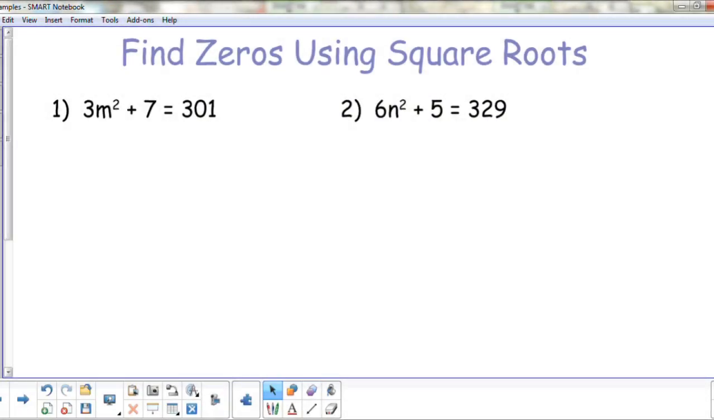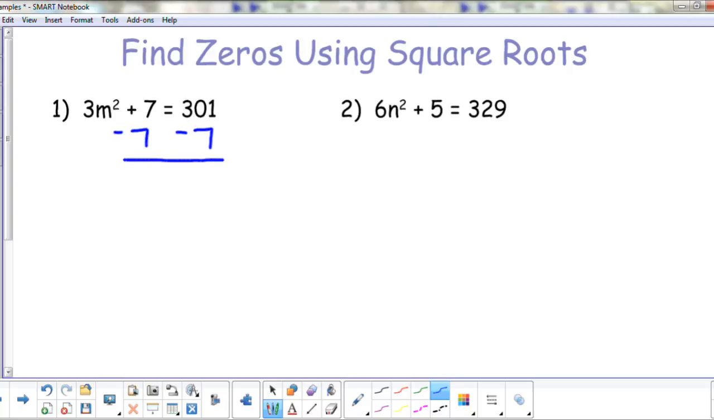When we are finding zeros using square roots, we want to solve for the squared variable. So in number 1, I have 3m squared plus 7 equal to 301. So I want to end up solving for the m squared term. To get m squared alone, I would first need to subtract 7 on both sides.